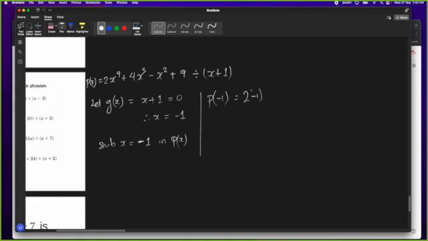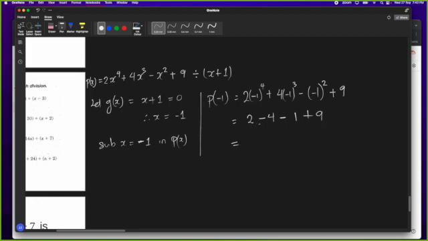minus 1 plus 4 minus 1 cubed minus minus 1 squared plus 9. Notice the use of the brackets. So that'll actually give me, well, minus 1 to any even power is plus 1. So this is 2. Minus 1 to any odd power is minus 1. So this will be minus 4. This will be a plus 1 inside of here, but this minus will keep it a minus 1 over here, plus 9.